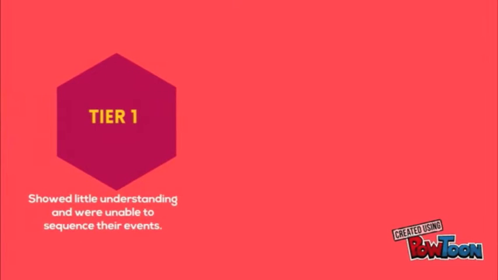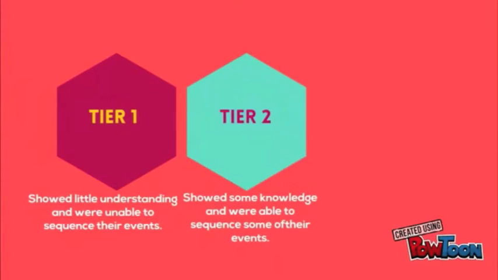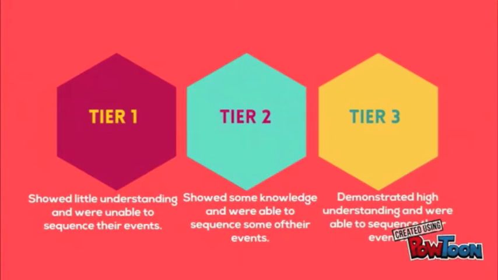Some students demonstrated little understanding and were unable to sequence any of their events. Another group of students demonstrated some knowledge of sequencing and were able to sequence some of their events, while some students demonstrated a higher standard of understanding and were able to sequence numerous events in their life.